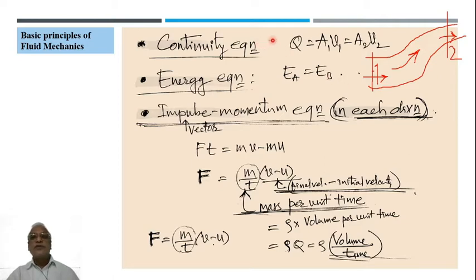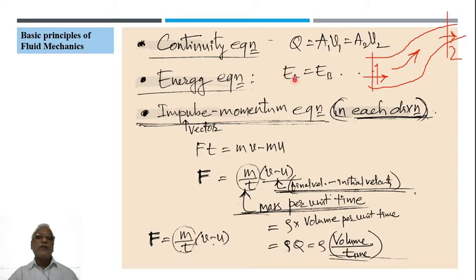So conservation of mass principle, that is the continuity equation. No flow can just come or disappear, right? Matter cannot just like that come, and cannot just like that disappear. That is what conservation of mass is, which comes in the form of the continuity equation. Conservation of energy principle comes in the form of Bernoulli's equation: total energy at A equal to total energy at B.